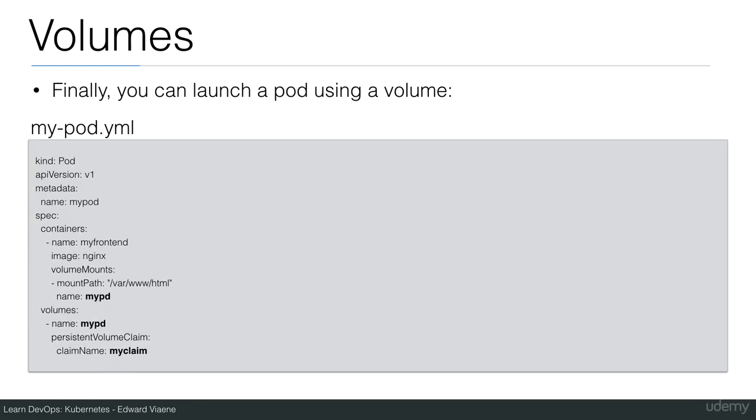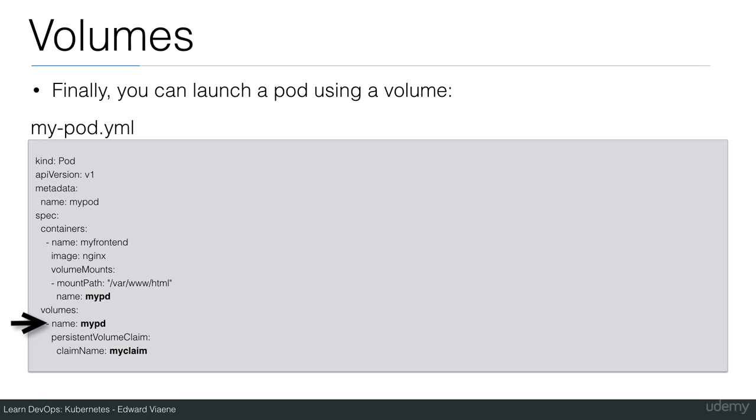Finally, you can then launch a pod using this volume. So here we have again the volume mount, a mount path, a name. This example is an Nginx example. If you would want to run Nginx with some static data, then you use the Nginx image, and then you're going to use a mount path that is going to provide a volume for /var/www/html. The name of the volume is mypd.